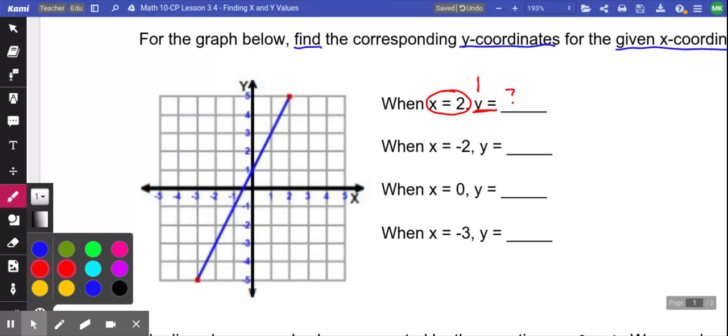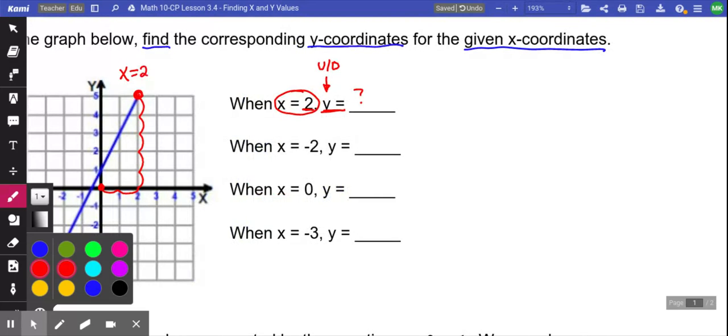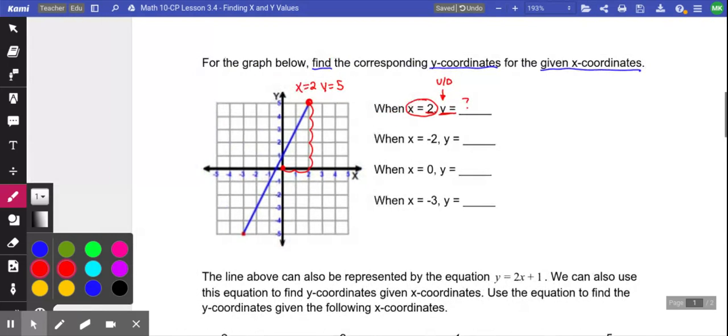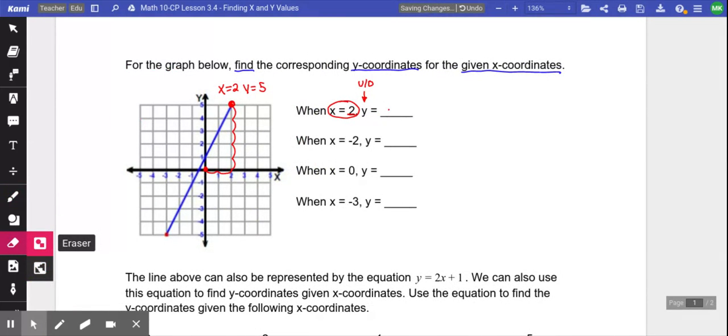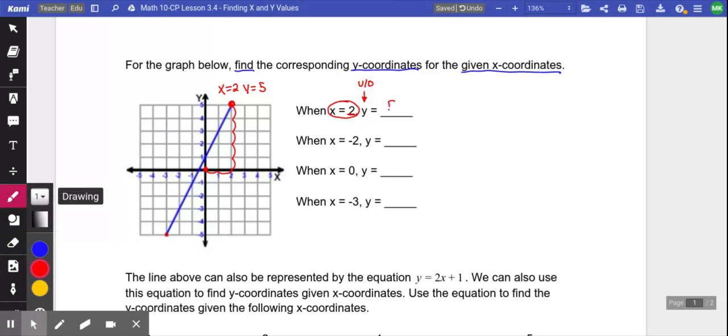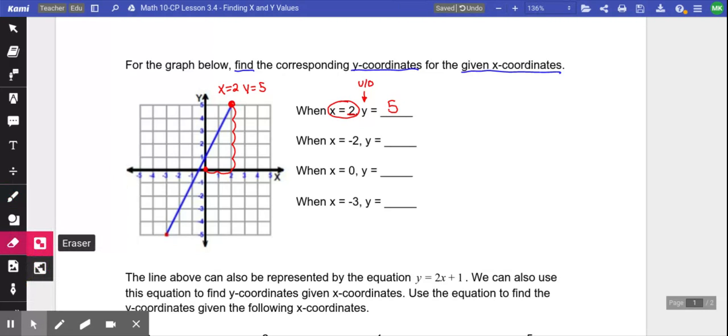So how far up or down would you have to go to hit that line after you go 2 to the right? If we think about it, start from the middle, x equals 2, so I go 2 to the right. To find your y value, you're going to have to go up or down. In this case, I would have to go up 1, 2, 3, 4, 5, and I would finally get that point. That point is x equals 2, y equals 5. So for this equation, when x equals 2, y would equal 5.